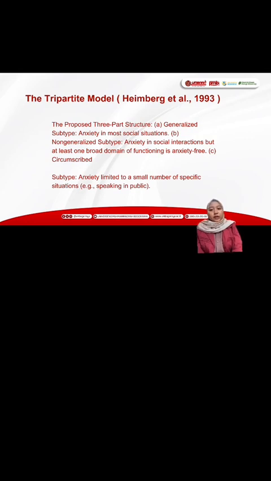The tripartite model. The purpose: a three-part structure. A. Generalized subtype: anxiety in most social situations. And B. Non-generalized subtype: anxiety in social interaction, but at least one broad domain of functioning is anxiety-free. And C. Circumscribed subtype: anxiety limited to a small number of specific situations.